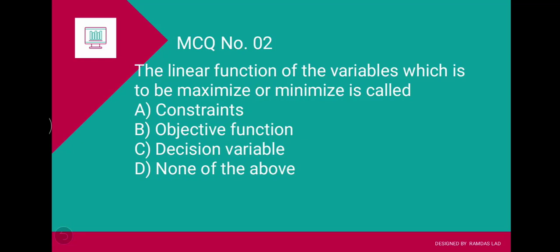So in a linear programming problem there is an objective function which is maximized or minimized. If it is maximize, then maximize profit, maximize sales. If it is minimize, then minimize cost or minimize expenditure. So the correct option is option B, objective function. So let us check.